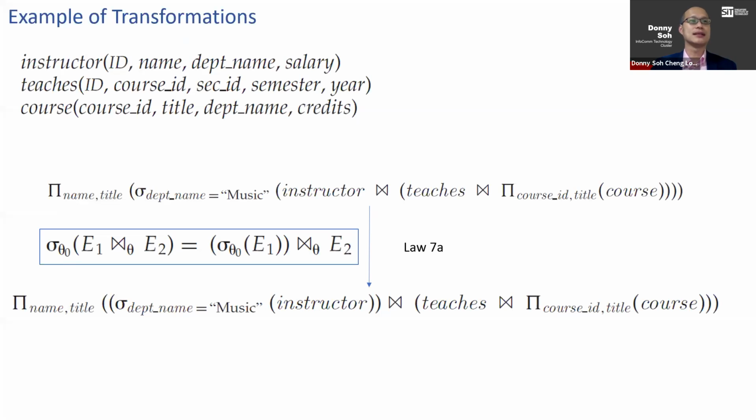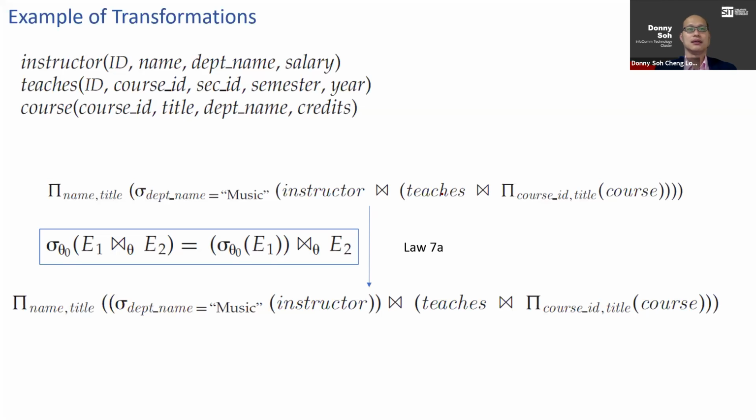Let's look at one example of this transformation. If let's say I have this relational algebraic expression, let's see what this is trying to say.